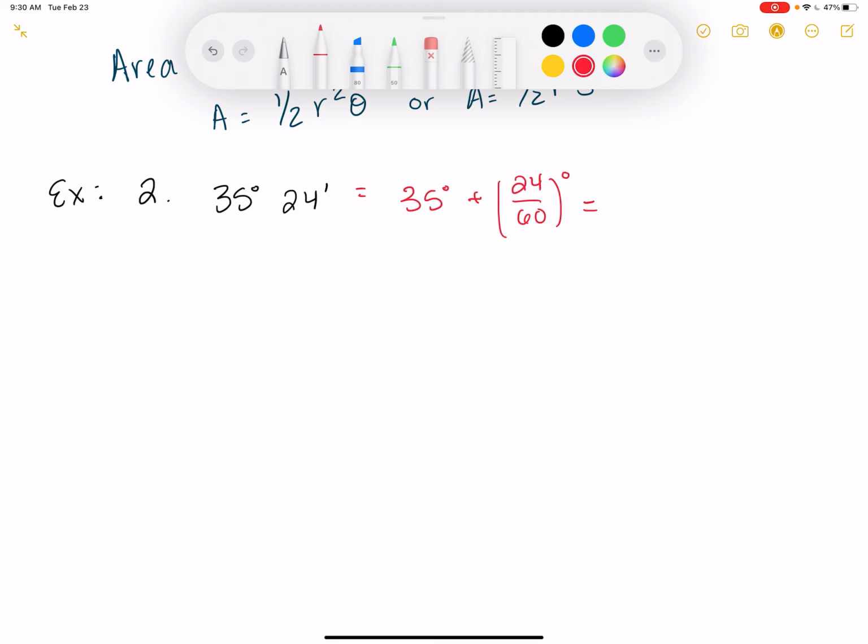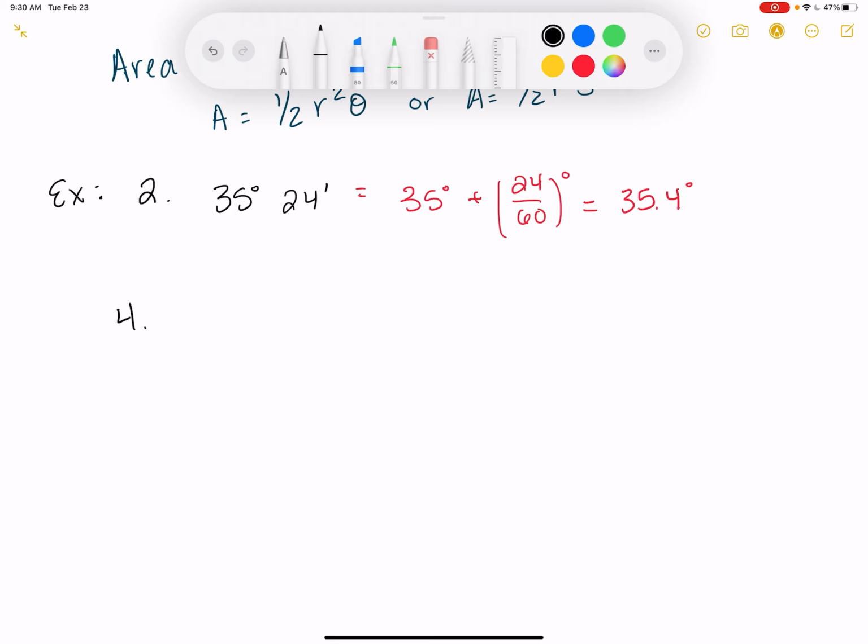Is it 35.4? Yep. 35.4 degrees. Alright, let's do another one. So what does this problem say? 35 degrees and 24 seconds? How would you write that? 35 degrees, 24 minutes. And then this next one is 48 degrees, 30 minutes, 36 seconds.